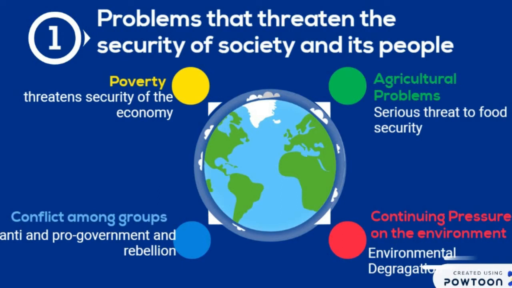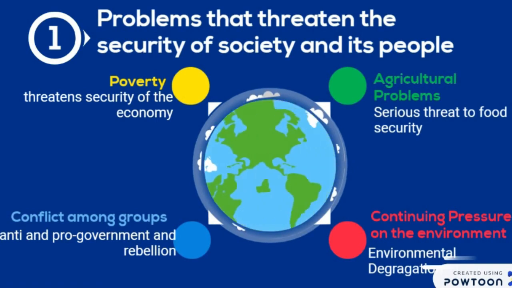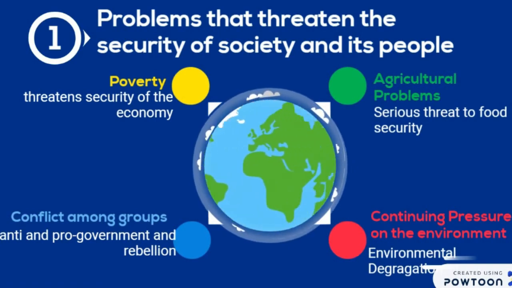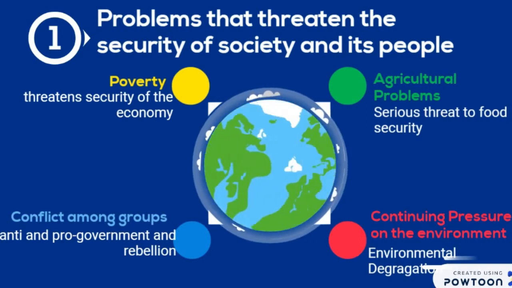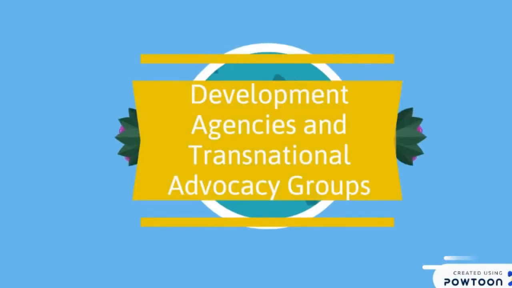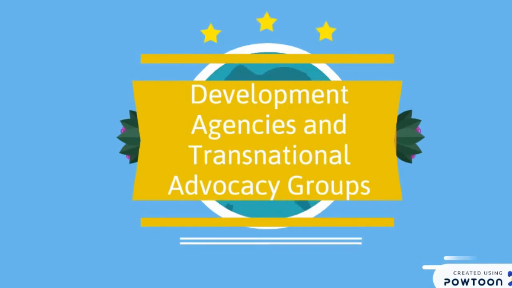Third is agricultural problems, which is a serious threat to food security. Fourth is continuing pressure on the environment. This promotes environmental degradation. Development agencies and transnational advocacy groups.